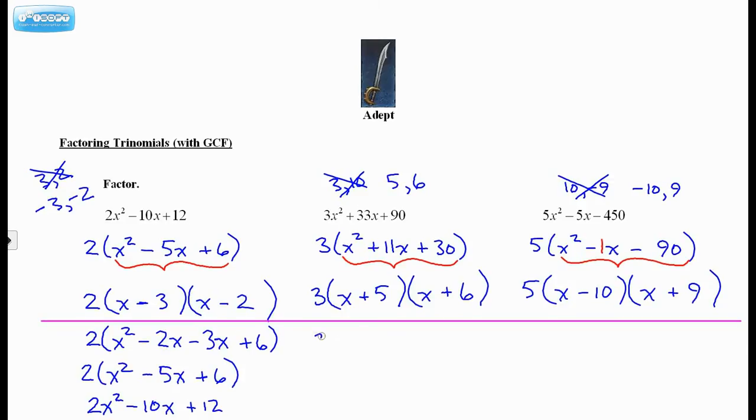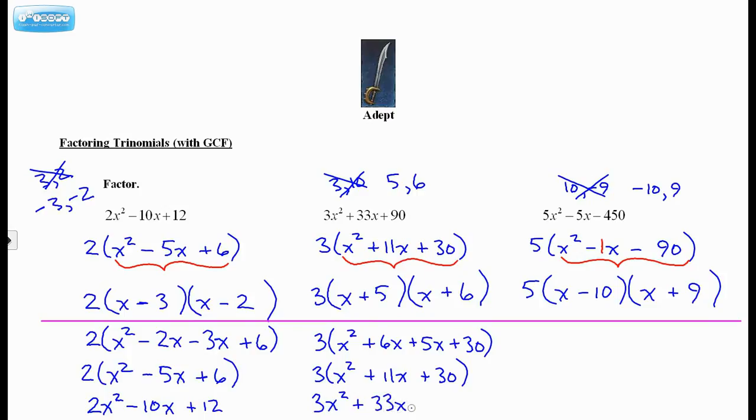Multiplying these, so the 3 is still there. Going to FOIL out these two binomials, so it gives me x squared plus 6x plus 5x plus 30. Combine those like terms in the middle. Again, do not drop that 3. It's still there. I need it so that I can multiply it back out using the distributive law. Check that it matches. Sure does.